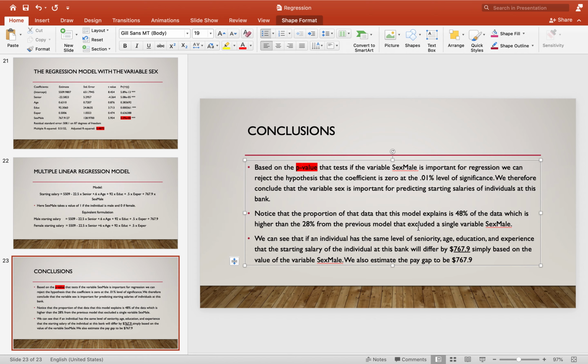Okay, and what this conclusion does is it's accounting for these variables. So if an individual has the same level of seniority, age, education, and experience, the starting salary of the individual at this bank will differ by $767. And that's also what we estimate as the pay gap. This estimate is statistically significant. Okay, so here you can see a few applications of p-values and multiple regression. I hope that you've enjoyed this lecture. Thank you.